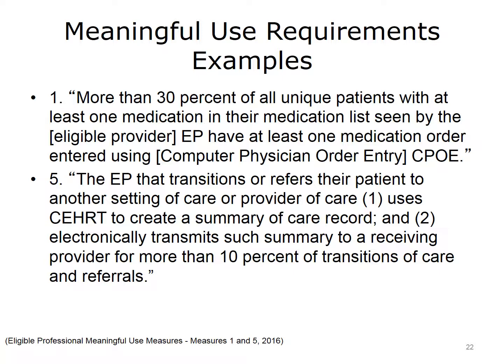Another example is the EP that transitions or refers their patient to another setting of care or provider of care: 1. Uses CEHRT to create a summary of care record, and 2. Electronically transmits such summary to a receiving provider for more than 10% of transitions of care and referrals. Eligible Professional Meaningful Use Core Measures, Measure 5, 2016. The full criteria is available on the CMS website.